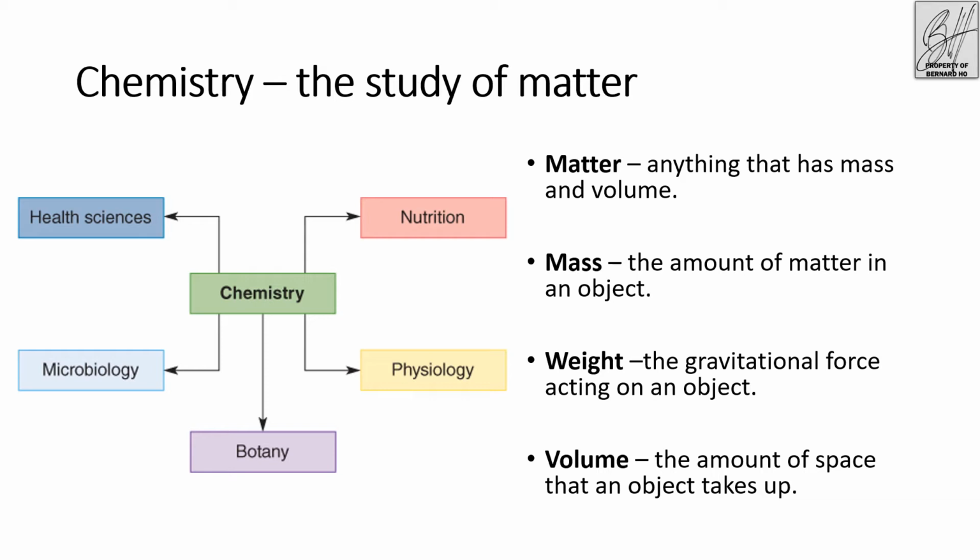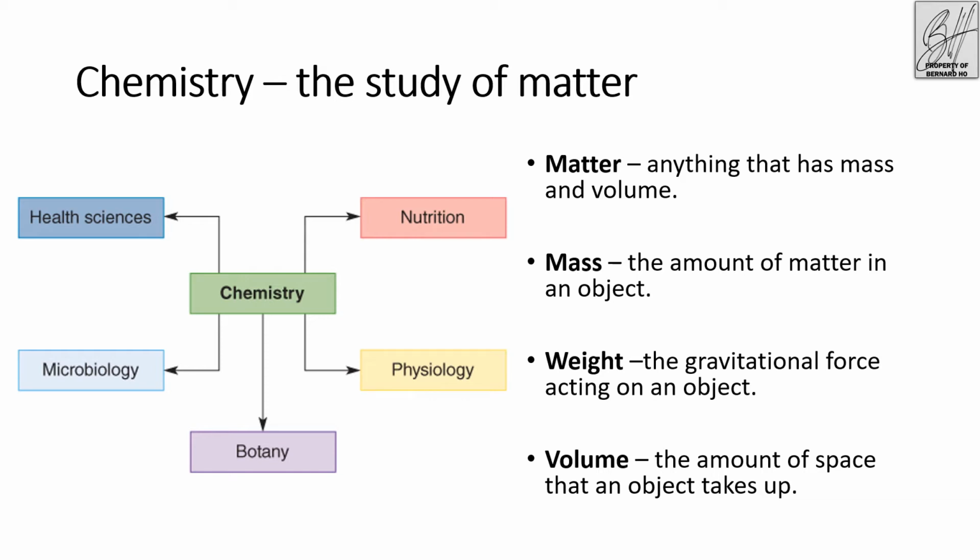Now, matter is anything that has mass and volume. Mass is simply the amount of matter or the amount of stuff that a substance is made of. And it's related to, but not quite the same thing as, weight. The two often get confused for one another, and they get used interchangeably when in fact they are distinct from one another. It's true that the more matter there is, the more mass there is, the more a substance weighs.